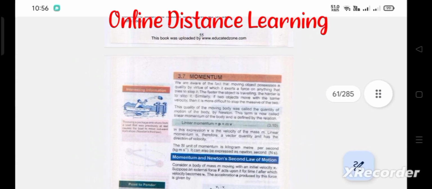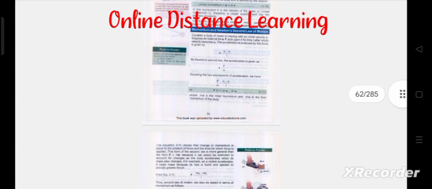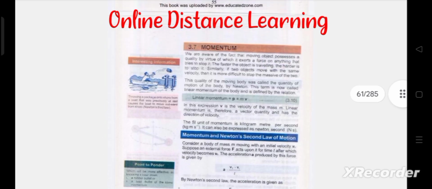So hello, welcome back. In this video we will see another important topic known as momentum and its units, and its relation with Newton's second law of motion. Then we will see what is impulse, and then we will use one example, 3.2, which is the explanation of this topic. So first we will see what is momentum.